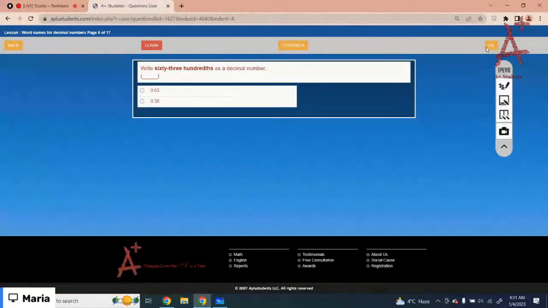Okay, the next one is write 63 hundredths as a decimal. So which of the options is the correct one? Option 1 or option 2? Which option is the correct one? You have to write 63 hundredths as a decimal. Yes, that would be option number 1. Got it? So just select the correct option, then click on the OK button.